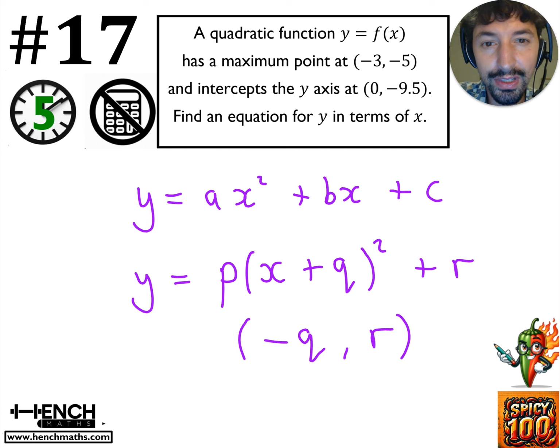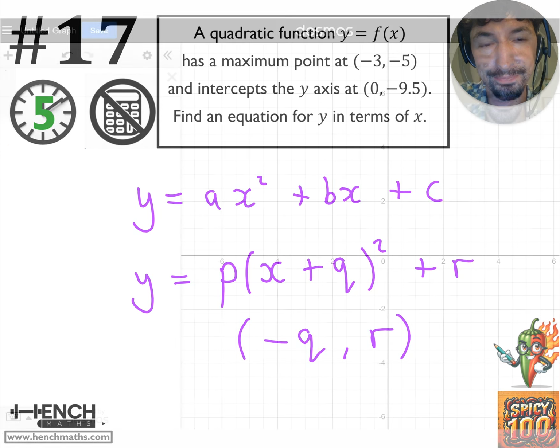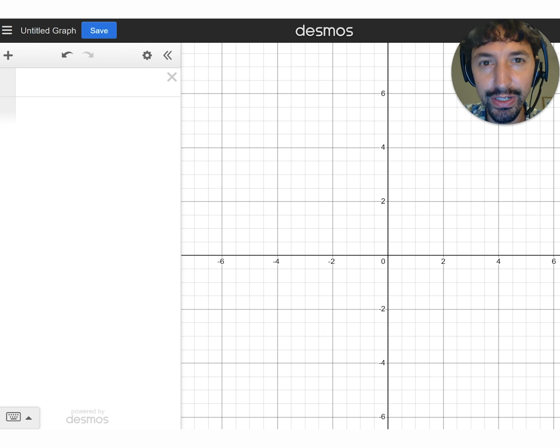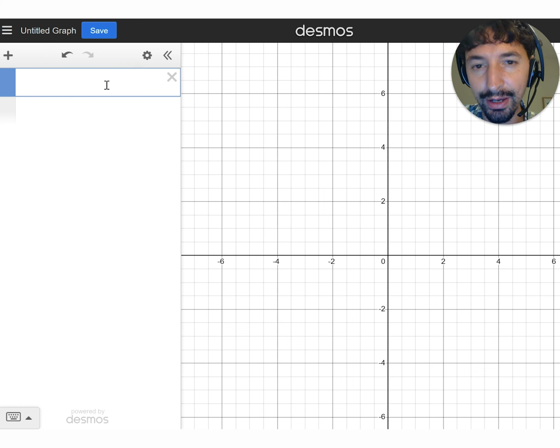What I'm going to do is show you this on Desmos so we can get a sense of how this form of quadratic works, and then we can use it to find out our p, q, and r, and then we'll have an equation for our quadratic. So this is Desmos. It's a free graph sketching software. I really like it for seeing what graphs look like, and you can add in sliders to see how these graphs behave.